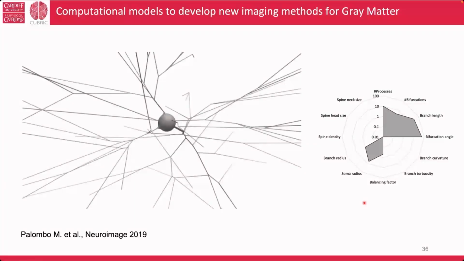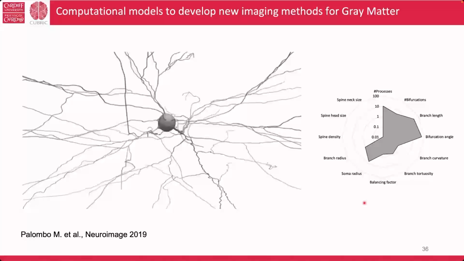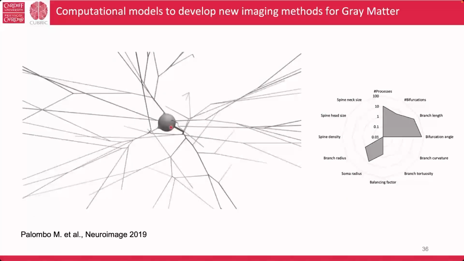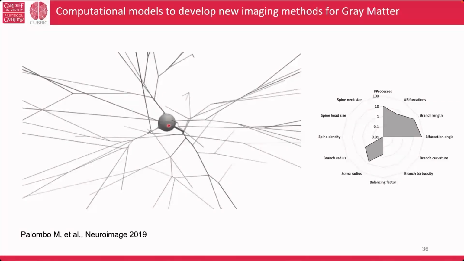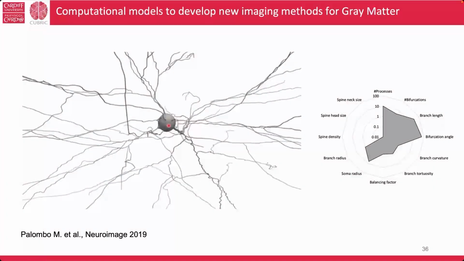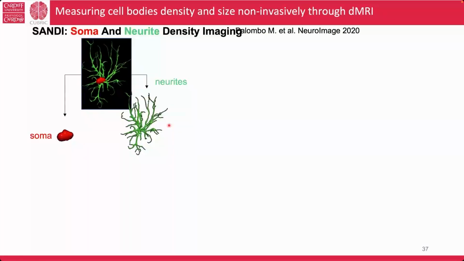The first thing, or at least we need to start with one feature. So the first feature that to us came obvious to explore was the Soma, the cell body of the cell. So what happens if you have it or don't have it? Does it change the diffusion MRI signal? And if it does, how does it change it? Changes it in a way that is unique, and so we can try to separate it. And this was the beginning of the initial work that then led to a model that we called the Soma And Neurite Density Imaging, or SANDI.